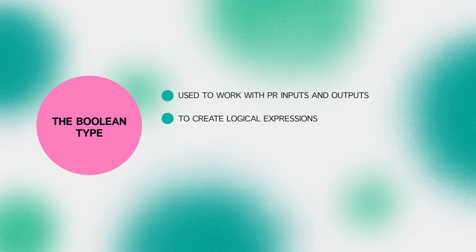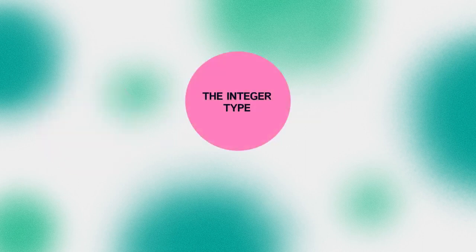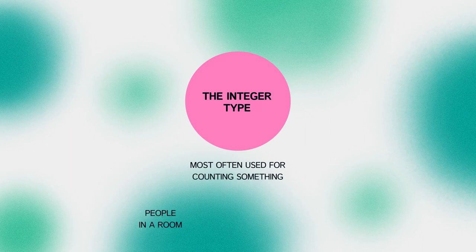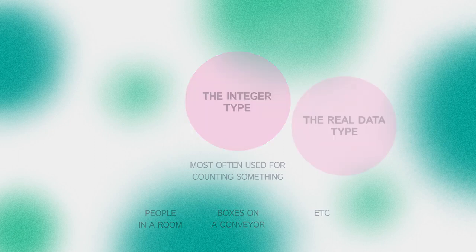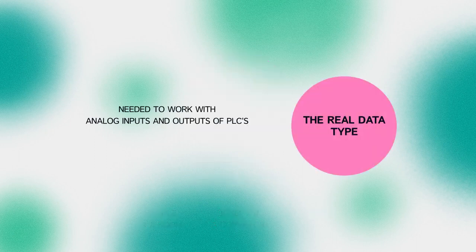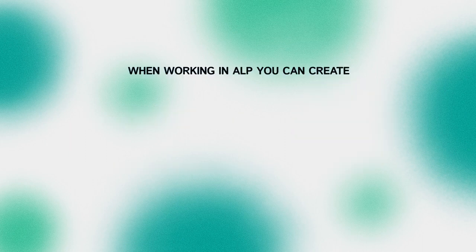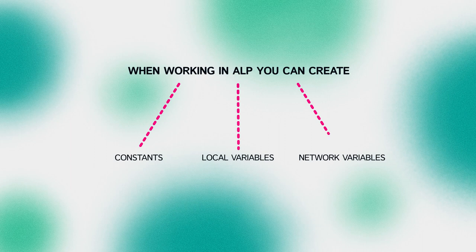Boolean type is usually used to work with PLC inputs and outputs, to create logical expressions, or to turn something on or off. The integer type is most often used for counting something, for example, people in the room, boxes on a conveyor, and so on. Real data is needed to work with analog inputs and outputs of PLCs, or for example, for mathematical calculations while working. When working in ALP, you can create constants, local variables, and network variables.